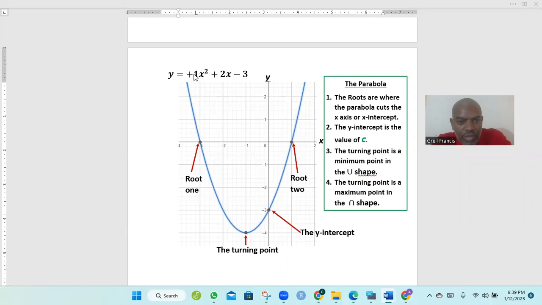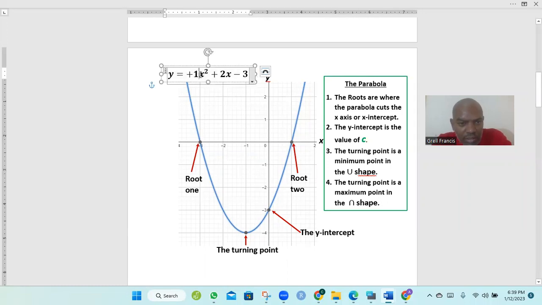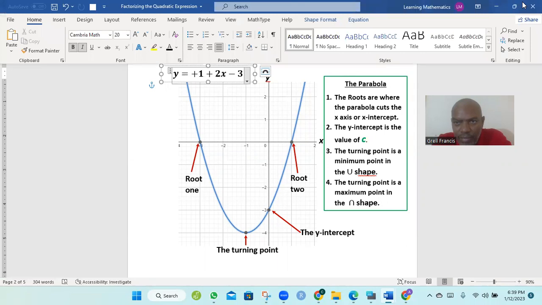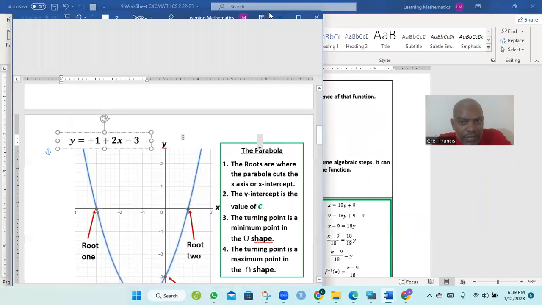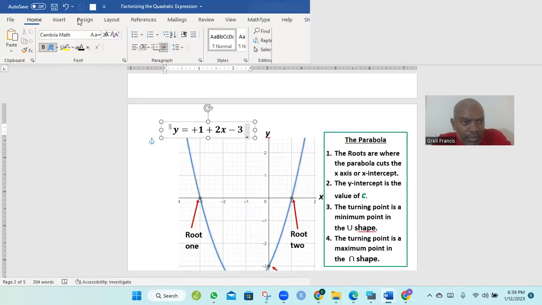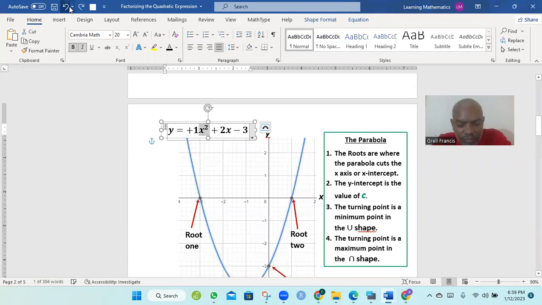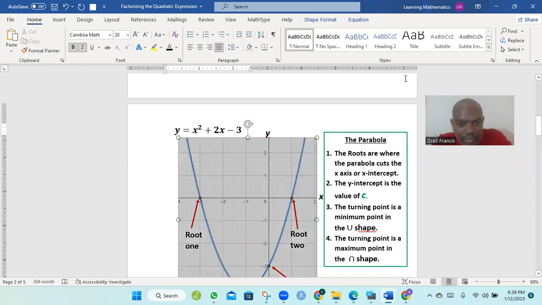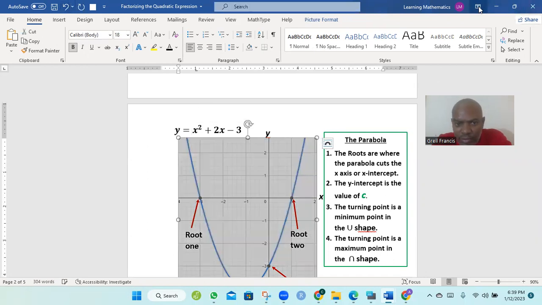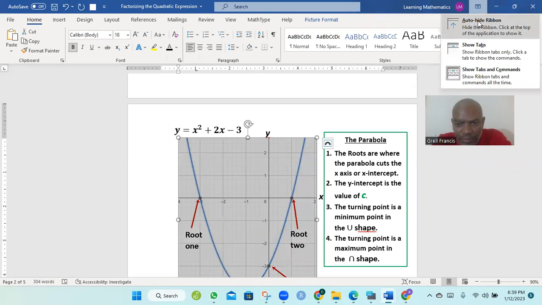Before we continue, I just want to stress the fact that if you do not see a number in front of x squared, for example, then there is an invisible positive 1. You see? So this can also be written as x squared plus 2x subtract 3.